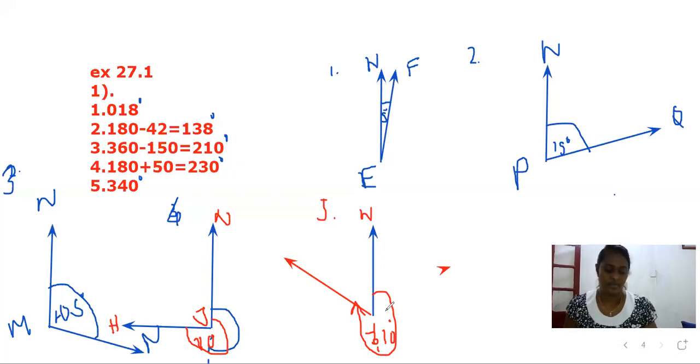Then I can see. Excuse me, teacher. Yeah. Teacher, I can't understand the fourth one. Yeah. What is the difficulty? The bearing of H from J. Okay, this is number 4. 270 is given. Now, wait, I'll take a new page and do it again.